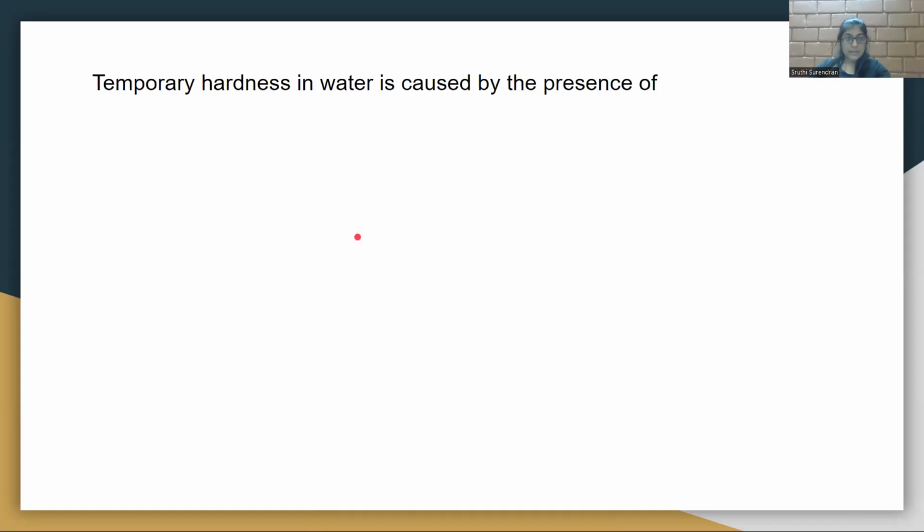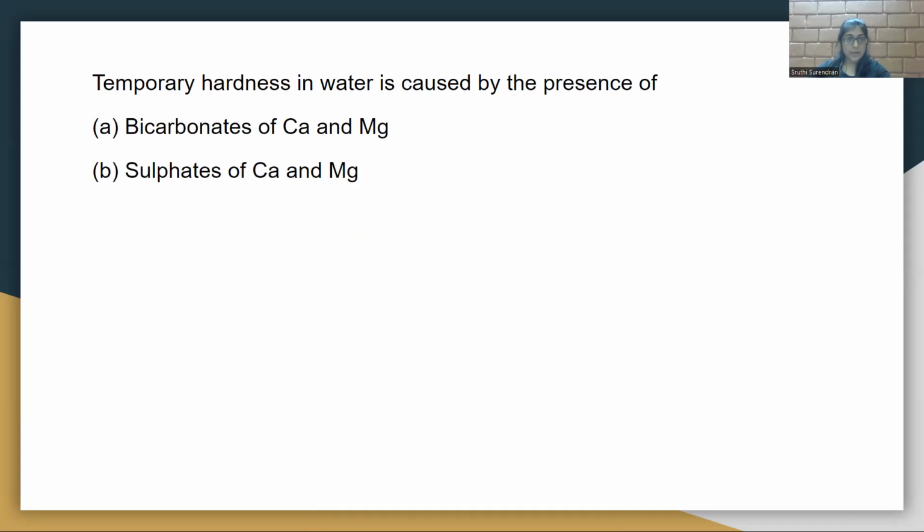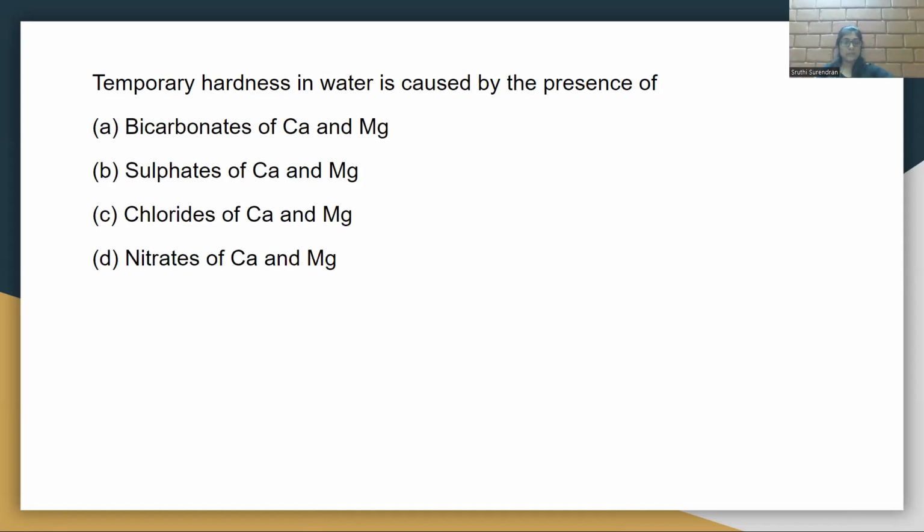What is the reason for temporary hardness in water? Is it caused by bicarbonates of calcium and magnesium, sulfates of calcium and magnesium, chlorides of calcium and magnesium, or nitrates of calcium and magnesium? Bicarbonates. Yeah. Correct. So temporary hardness is caused by bicarbonates of calcium and magnesium. Permanent hardness is caused by the sulfates and chlorides of calcium and magnesium.